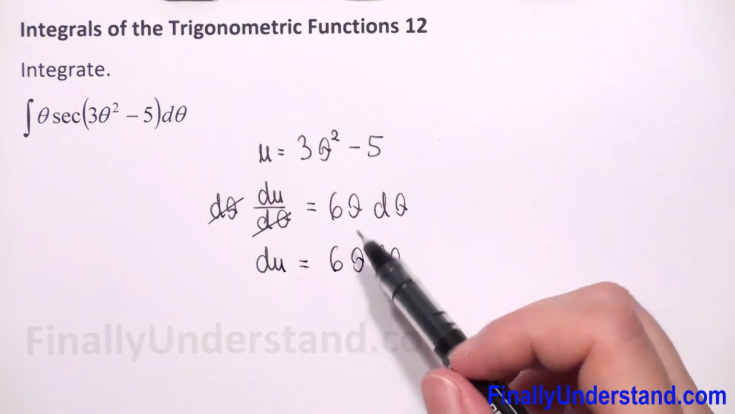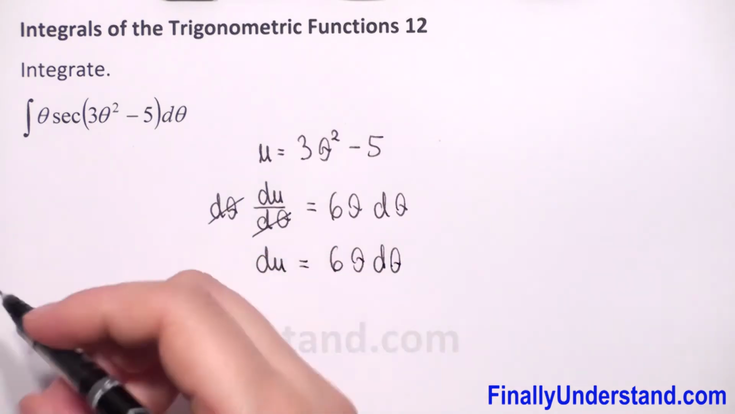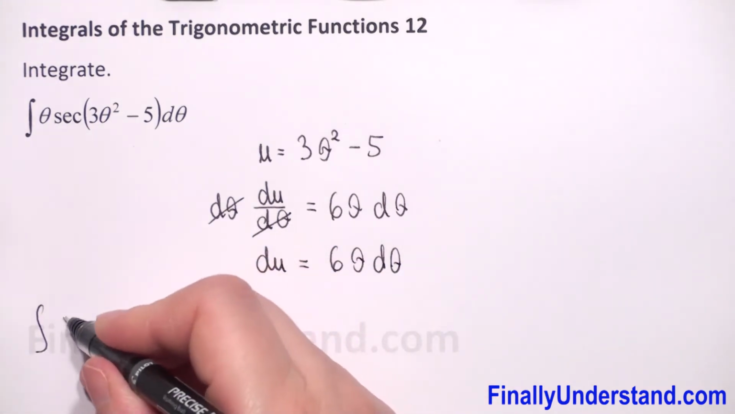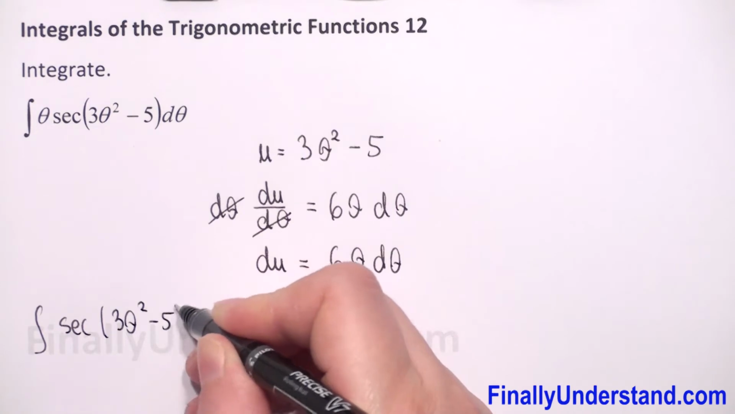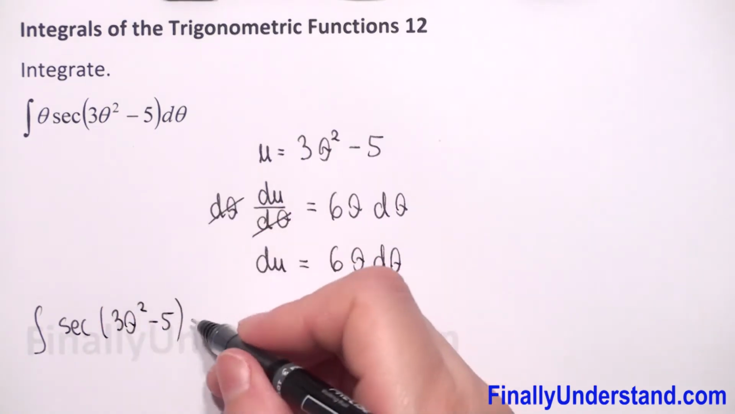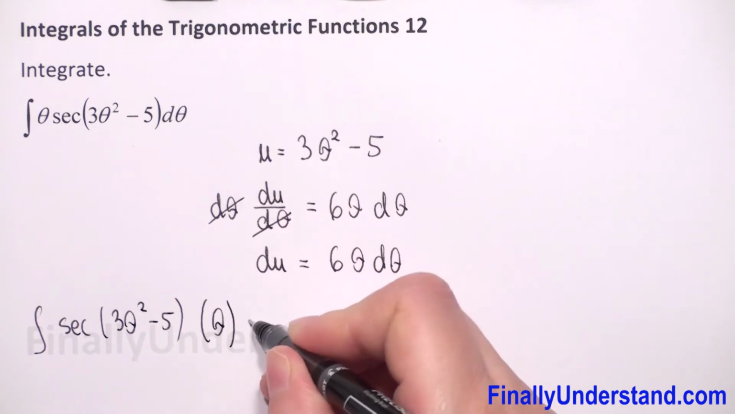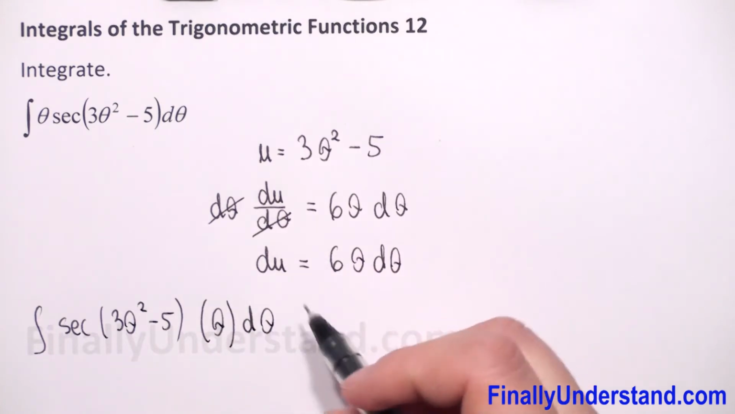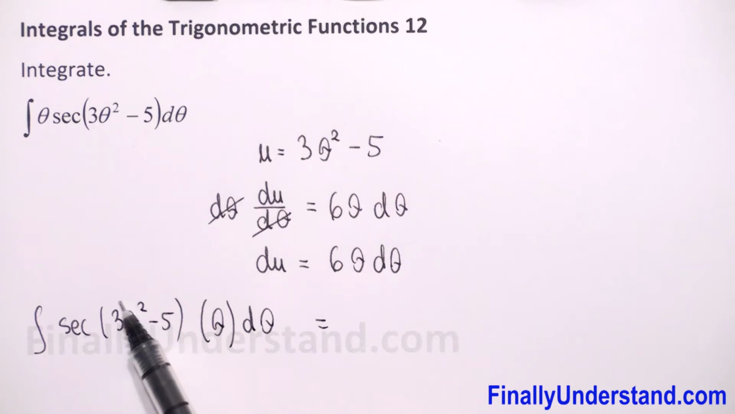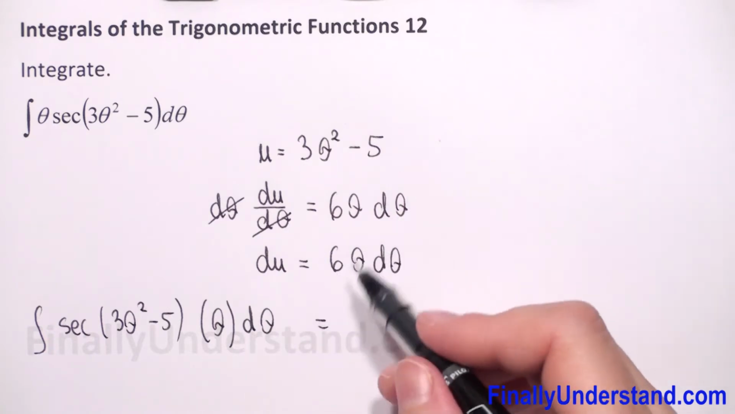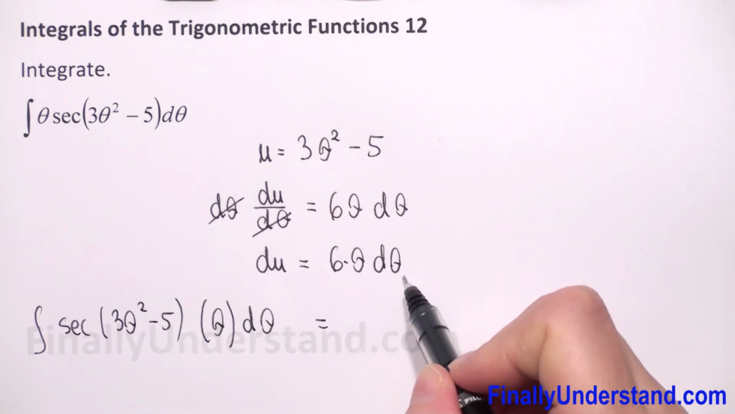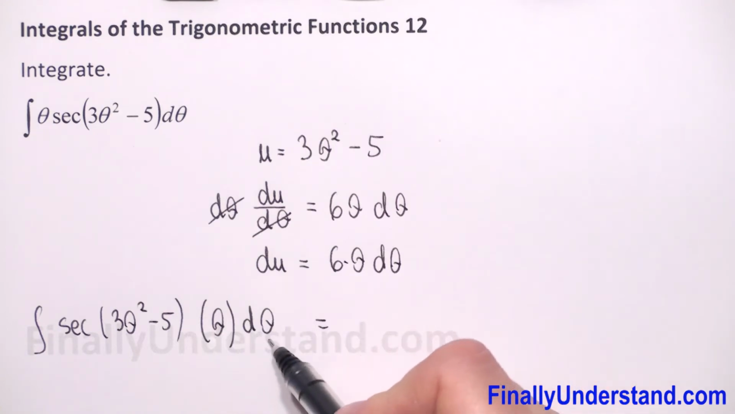Now let's come back to our indefinite integral. Let me rewrite this. First I will put secant of 3 theta square minus 5 and we have times theta d theta. So we see when we substitute the expression in parentheses by u, we have theta d theta. And we found that du is equal to 6 times theta d theta. We don't have 6 in this expression.